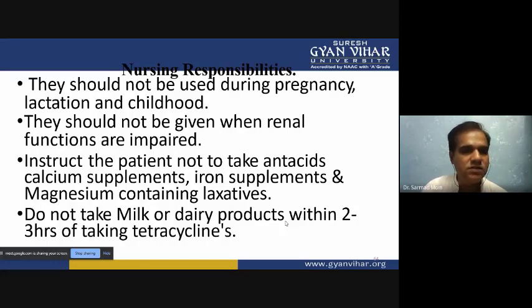period, because it has hypersensitivity, hepatotoxicity, and renal failure effects. That's why we always have to avoid these tetracycline-type antibiotics in pregnancy, lactation, and childhood. Then they should not be given when renal functions are impaired, or to a patient with a history of renal function dysfunction. So those patients we should not give this tetracycline.